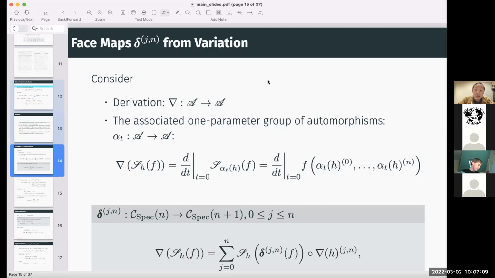First of all, let's consider variation. This is some abstract setup for this variation. We have a notion of derivation, right? For a given derivation, it has an associated one parameter group of automorphisms. So we can extend these derivations to the rearrangement operators in the following way. We apply alpha t on H, then we have a family of H, and then we can consider differentiation in t.